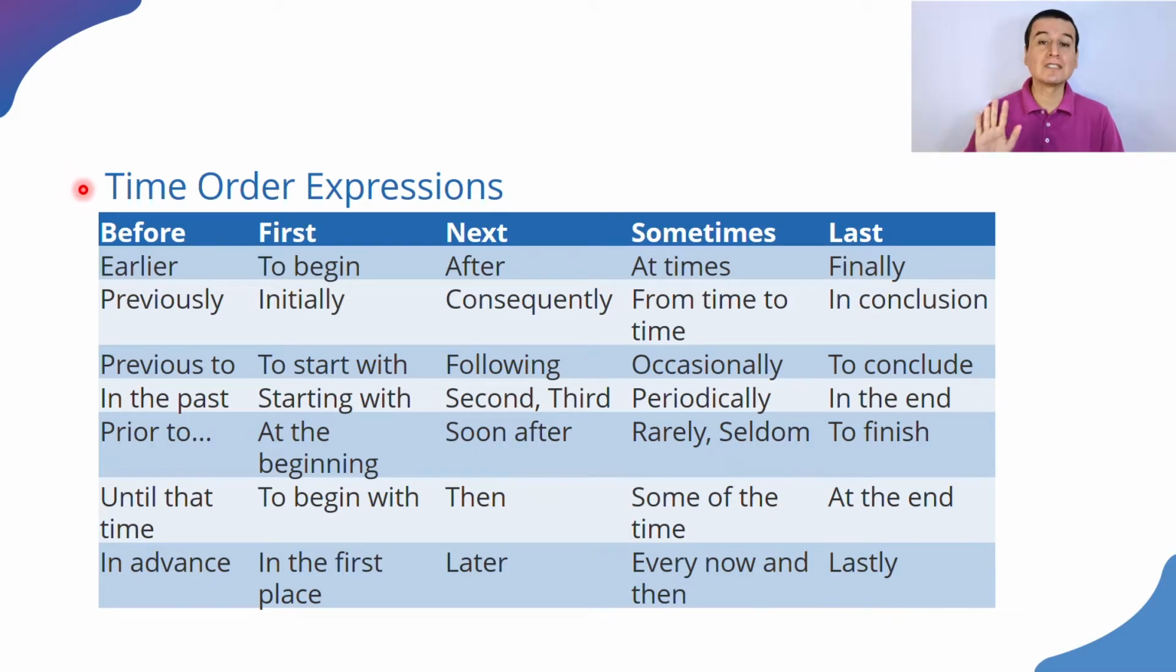I'm going to give you some vocabulary, as you can see here, that will help you be more specific when you're describing actions in the past. Of course, you can use the words before, as you can see in the headings. Before something happens, you can use the word before. You can use first to talk about the first thing that happened, next to talk about the following, and later you can use something like sometimes, or at the end you can use last.